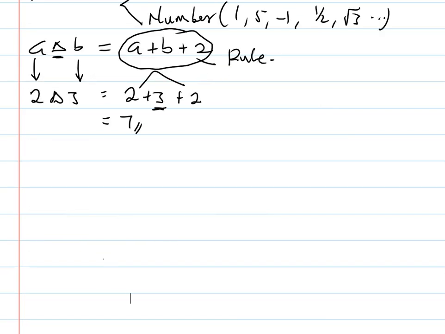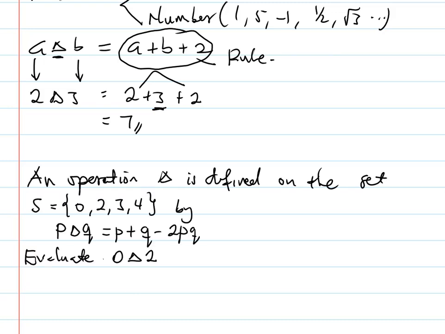In any given example, either the set is finite or the set is infinite. So we are going to look at the situation where the set is finite and the situation where the set is defined as an infinite set. So let's look at finite. The given example is an operation delta defined on a set X, that is 0, 2, 3, and 4, by p delta q is defined as p plus q minus 2pq.